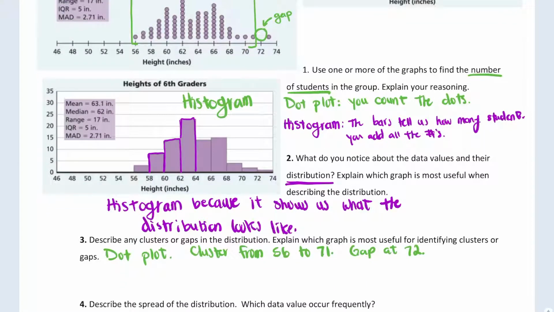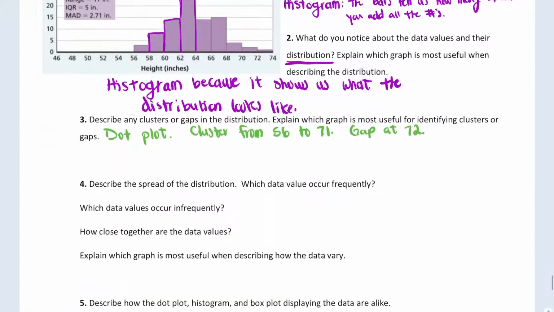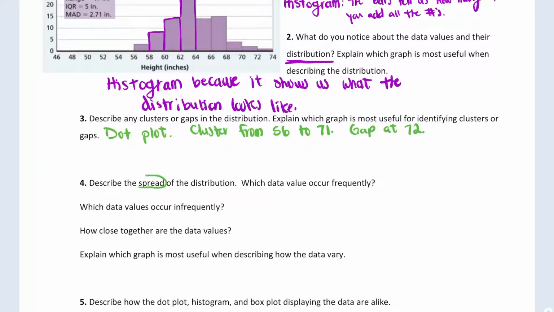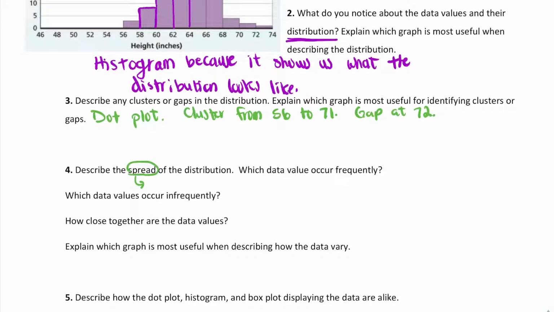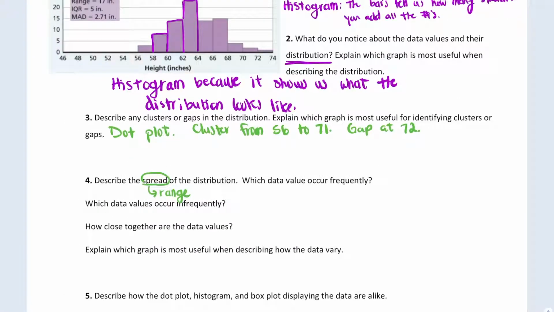Okay, let's talk about the spread of the distribution. So when we talk about spread, there's this thing that we have calculated before that means the same thing as spread, right? How spread out our points are, how spread out our data is. If I were there, I'd ask you guys to take guesses, but for right now, we're talking about the thing called range. So we're going to describe the spread of the distribution here.